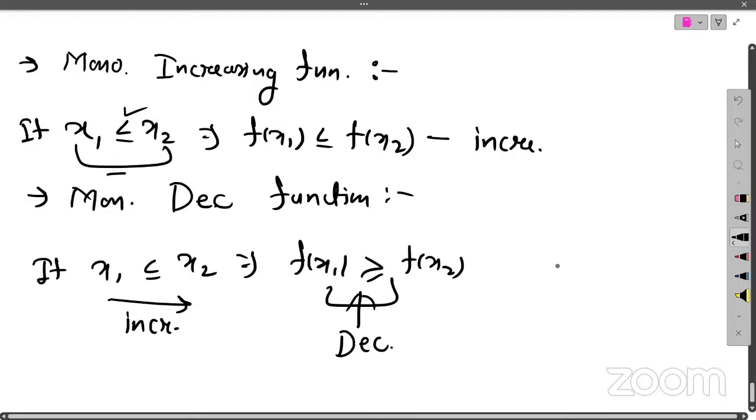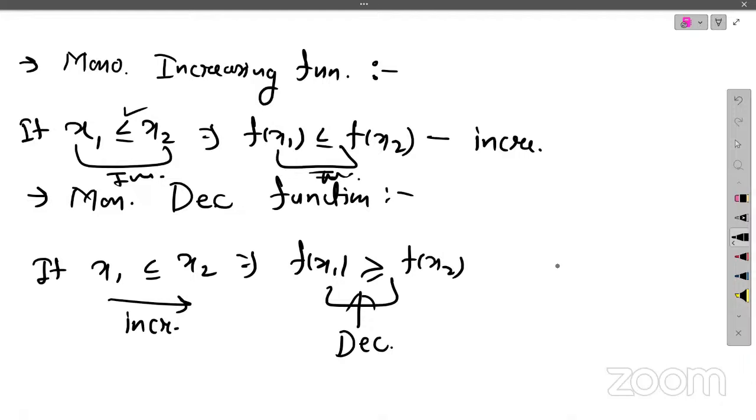And here you are increasing the value of x and the function value is also increasing. So the first type of function is known as the increasing function and the second type of function is known as the decreasing function. Okay, is that fine? Any doubt in increasing decreasing function?